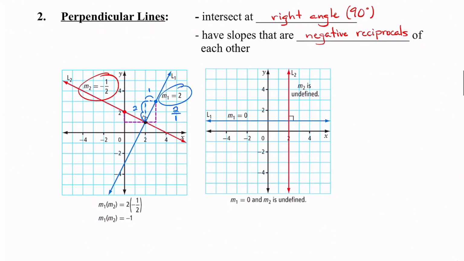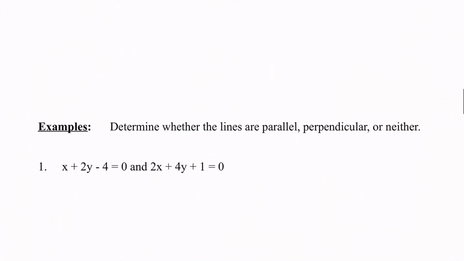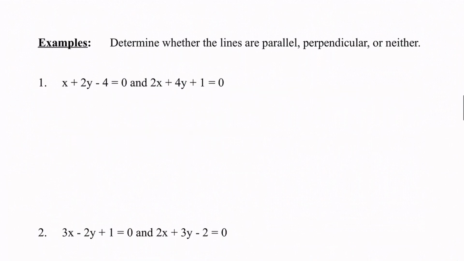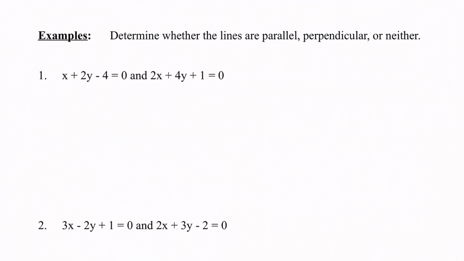Next, we're going to look at some examples where we figure out whether lines are parallel, perpendicular, or neither. So to figure that out, what we need to do is find the slope. And to find the slope, we are going to convert into our y equals mx plus b form. So convert to y equals mx plus b. Because remember that m there, the m was our slope.